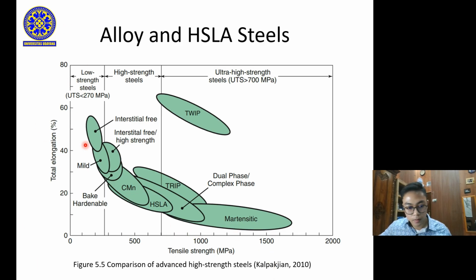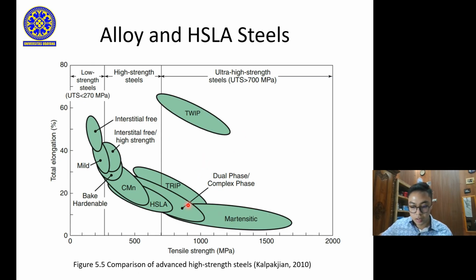total elongation. We see on the left the mild steel and interstitial-free steels. They have relatively low strength but high ductility. The HSLA steels have higher strength but still have some low ductility. The transformation induced plasticity steels, or TRIP steels, and the dual phase steels both have strength and ductility. And then there are TWIP steels, which are impressive, with very high ductility combined with high strength.